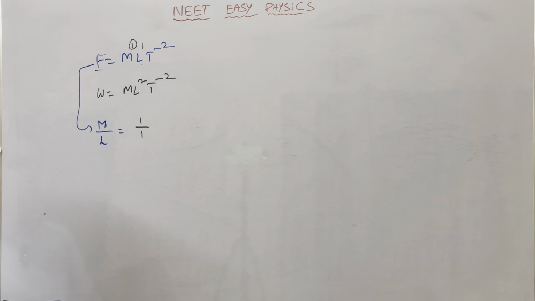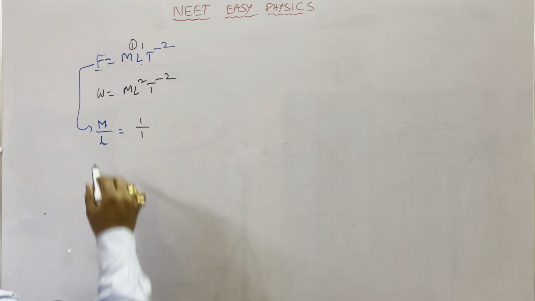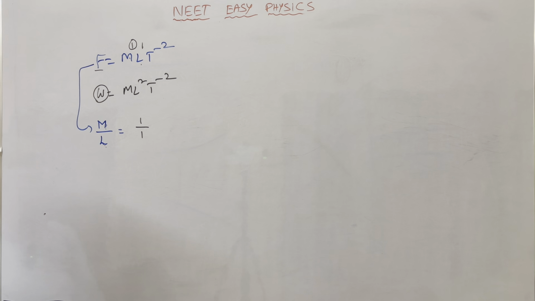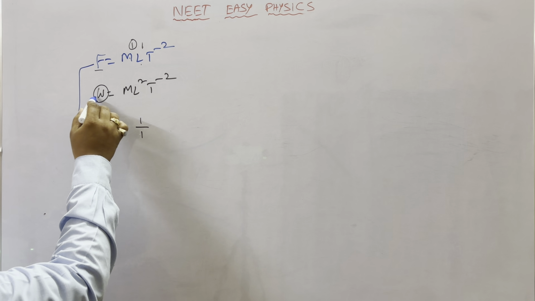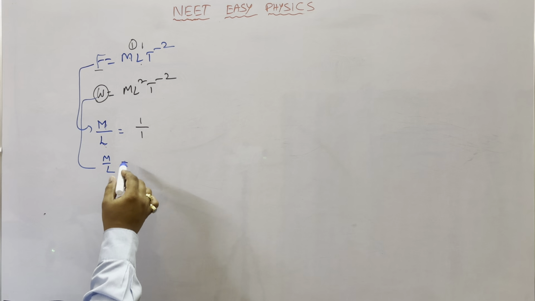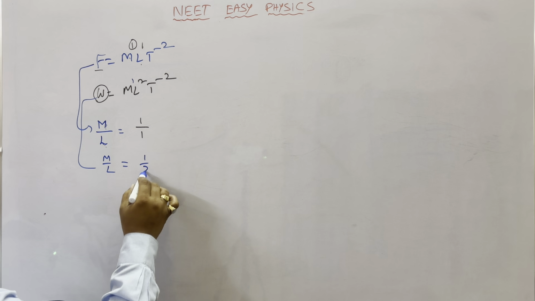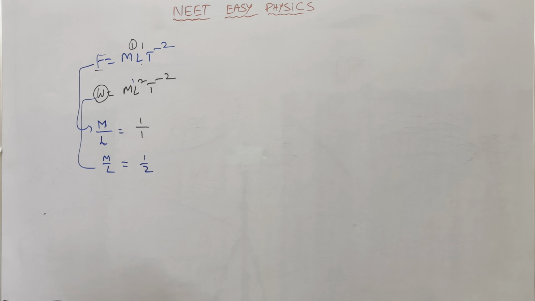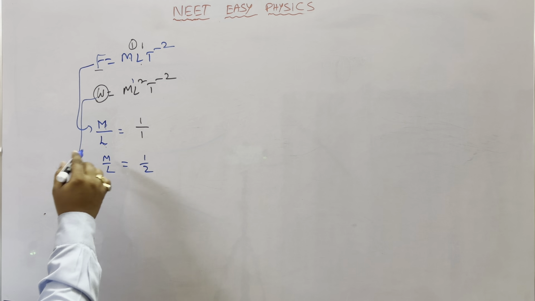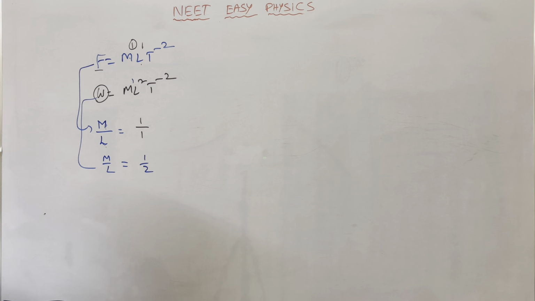Same question, if they ask the ratio of dimension of mass and length in work, at that time you can say directly: M by L in work, how much will it be? Mass power how much is there? 1. L power how much is there? 2. Therefore 1 is to 2. Isn't it? So like this you should do. Like this they are going to ask. Here we have done the ratio of dimension of mass and length.